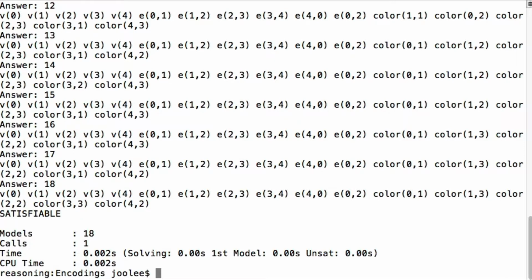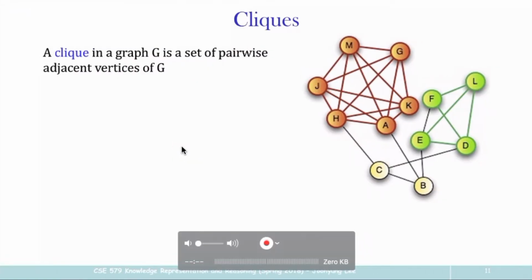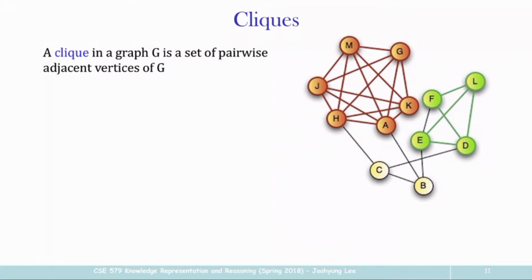So as you see, a clique in a graph is a set of pairwise adjacent vertices, which means that they should be all connected. So as you see, this is a clique, right? Because these nodes are all connected. If you pick any 2 vertices from this set, they are connected. Similarly for this and similar for this.